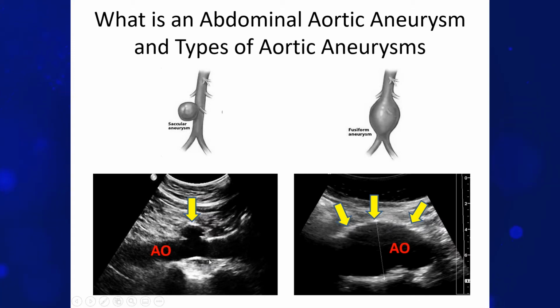And here's another example, which is not that commonly seen, which is the saccular or the berry aneurysm. You can see it's just like a little outpouching, but it's not a uniform increase as compared to the fusiform type. In this case, of course, you will be measuring from outer wall to outer wall, and from here all the way up to here.